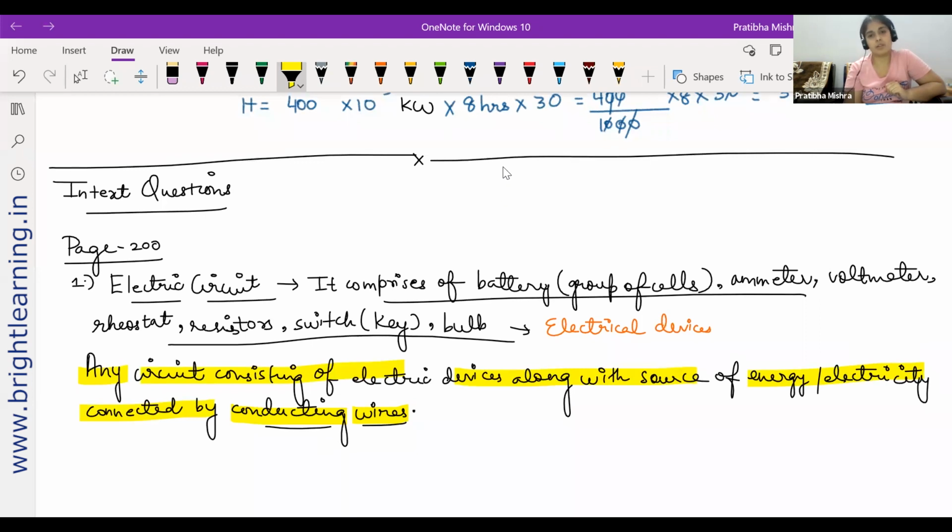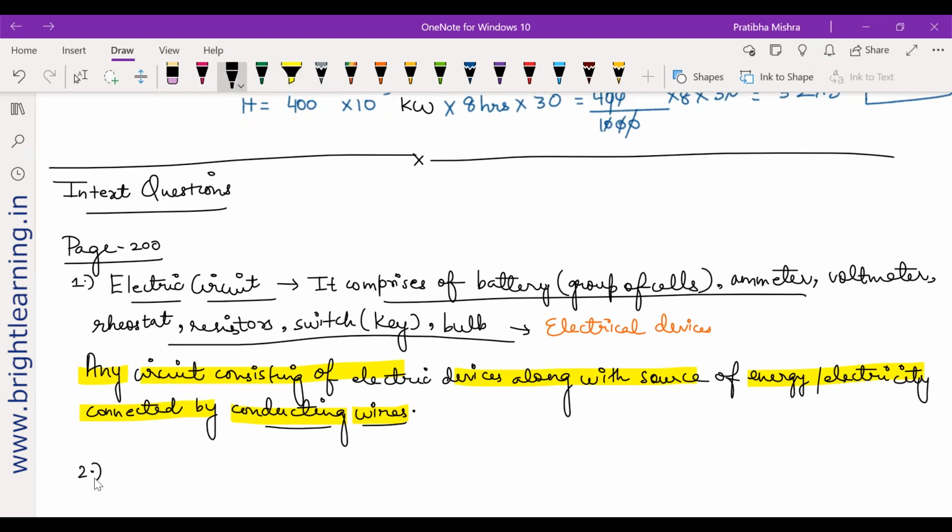Now, what are the other things we can do? The other thing that we can do is the second question. The second question tells us to define the unit of current. So what is the SI unit of current? Yes, it's ampere, denoted by a capital A.